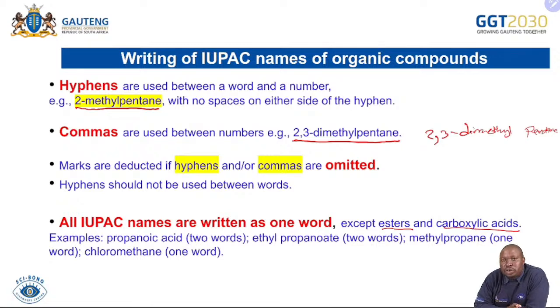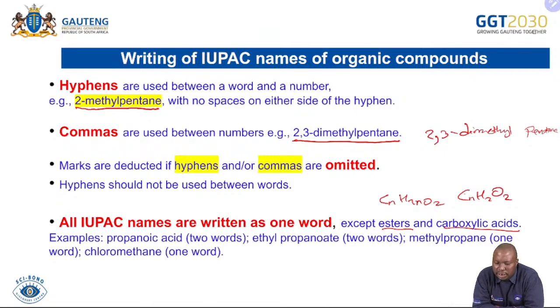Only when we name those, we have two words in that name. So there will be two words in a name only for esters and carboxylic acids. Remember, I said, what is common between esters and carboxylic acids? I said all of them are CnH2nO2. So they have the same general formula. When you do isomers, you will see why they are isomers, because they have the same general formula.